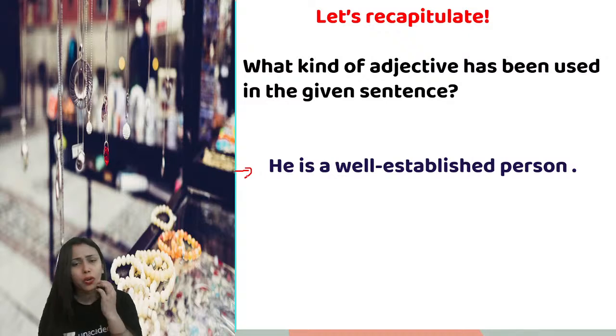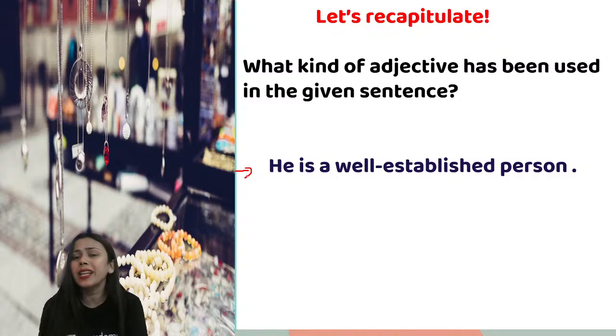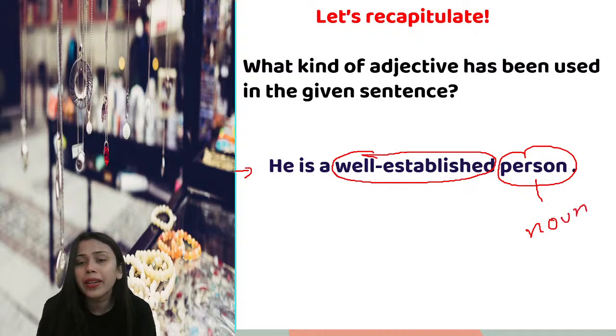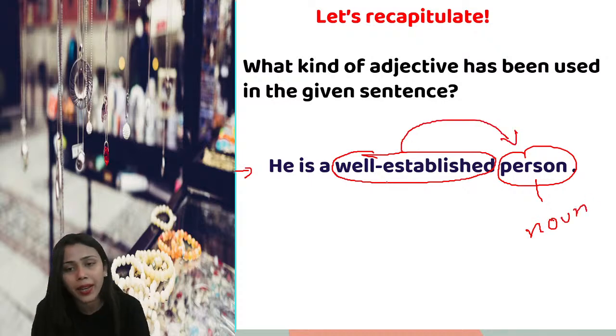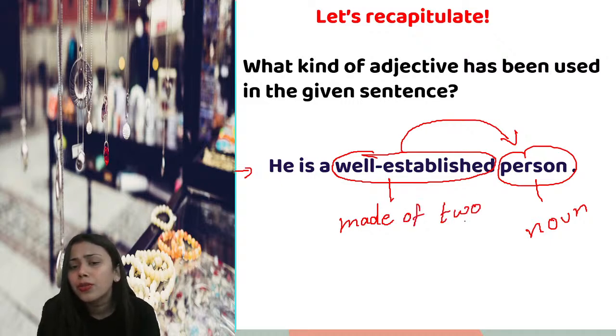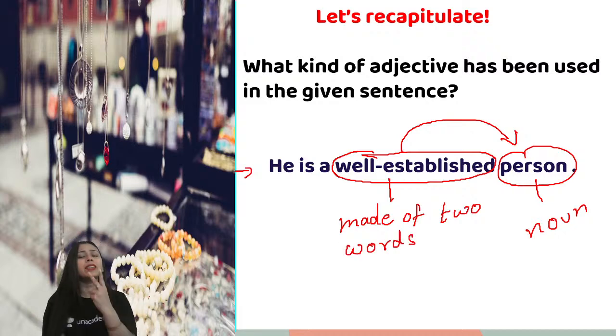Quality? No, no Pari. First of all tell me which word here is the adjective. This is the adjective, right? This word is describing the noun here. We have used this adjective to describe this noun. So here we can see the adjective is made of two words. What do we call an adjective that is made of two words?